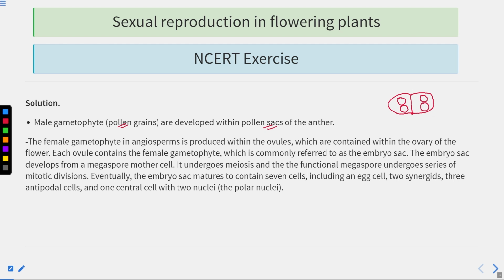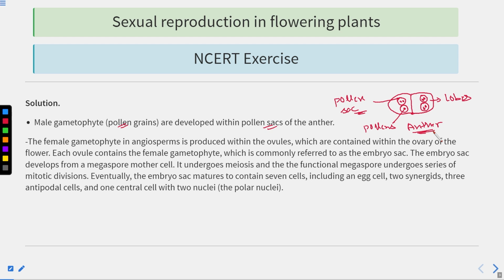pollen sacs, and within the pollen sacs the pollen grains are formed. Clear? So these are the two lobes of the anther. This one is known as the pollen sac, and within the pollen sacs these are the pollens or the pollen grains. Clear? So pollen grains are known as the male gametophyte. So pollen grains are developed where? Within the pollen sacs of the anther.